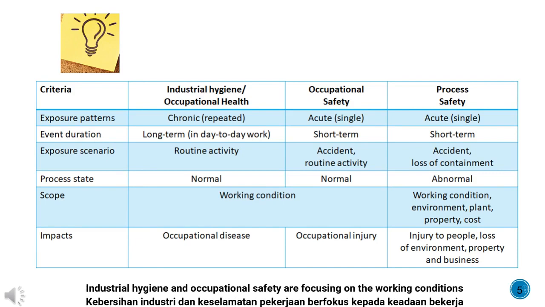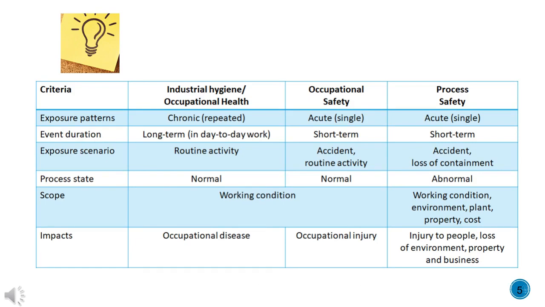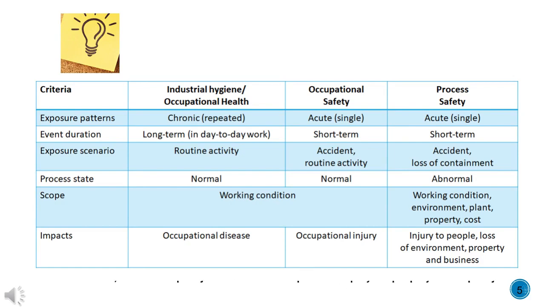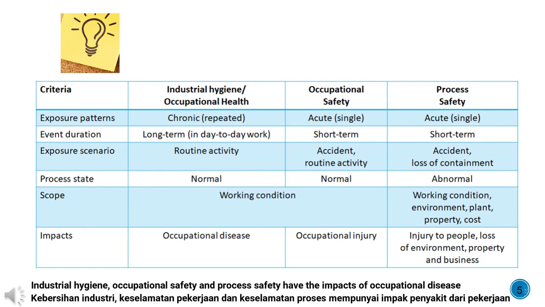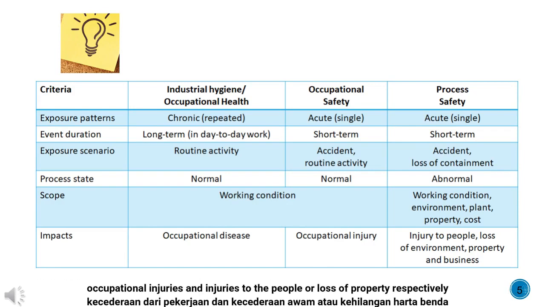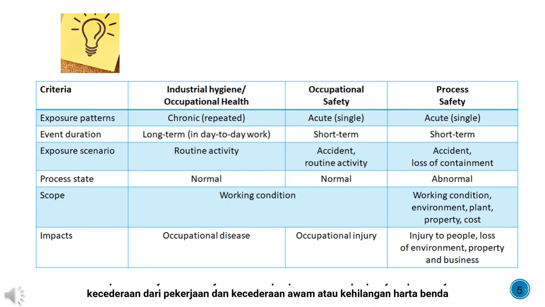Industrial hygiene and occupational safety focus on the working conditions, but process safety includes the environment, plant, and also the property. Industrial hygiene, occupational safety, and process safety have the impacts of occupational disease, occupational injuries, and injuries to people or loss of property, respectively.